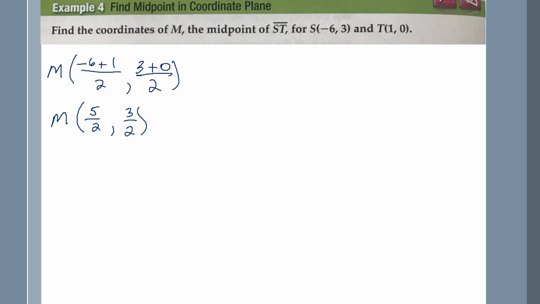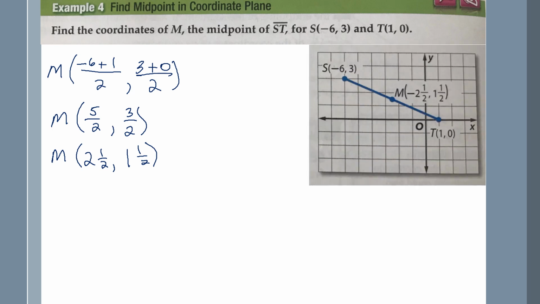Now, some people want to use mixed numbers here, and that's perfectly fine. So we would say that M is at negative 2 and 1/2, negative 1 and 1/2. Oh, and you know what? Here I was sloppy with my signs. So this is negative and this is negative. Ugh. I make mistakes too. So when you do them, correct them real quick. I wasn't careful with my sign here.